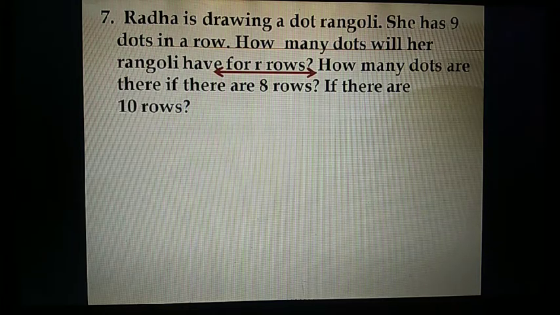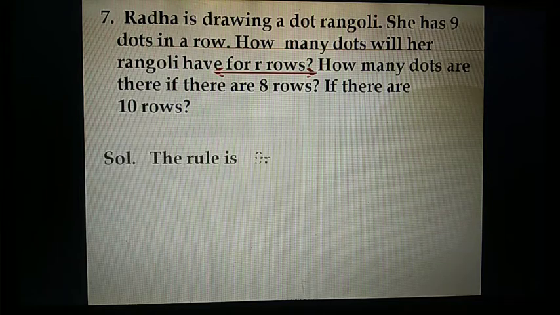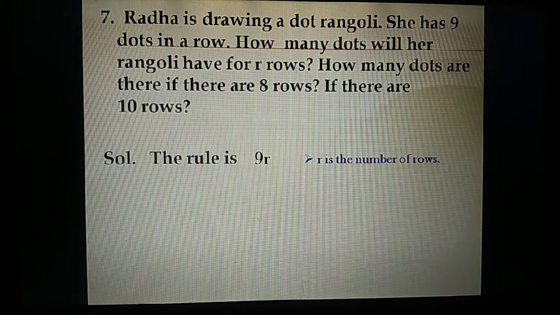As it's given that we are supposed to use r rows: for 1 row it's 9, for 2 rows it's 18, for 3 rows it's 27. We are using multiples of 9. We are supposed to calculate for r, so we will use the rth multiple of 9, that is 9r, where r is the number of rows.